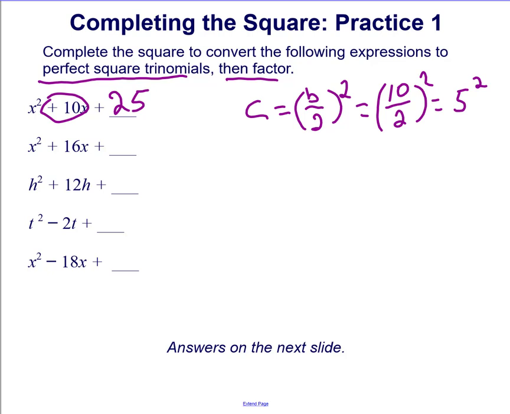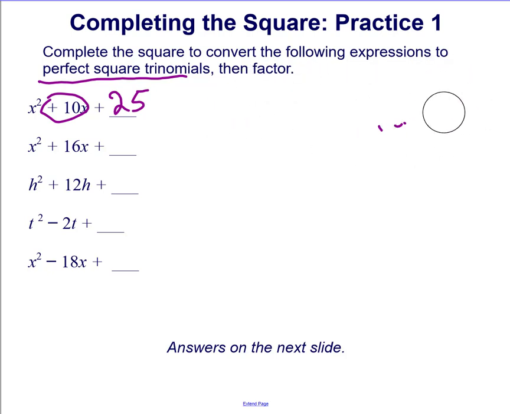Now, in order to create a factor, because that's the second part of the directions, is to factor, what I do is I set this up to be x plus something, and that something is going to be the square root of 25, which is 5. So this is going to factor into x plus 5 squared.